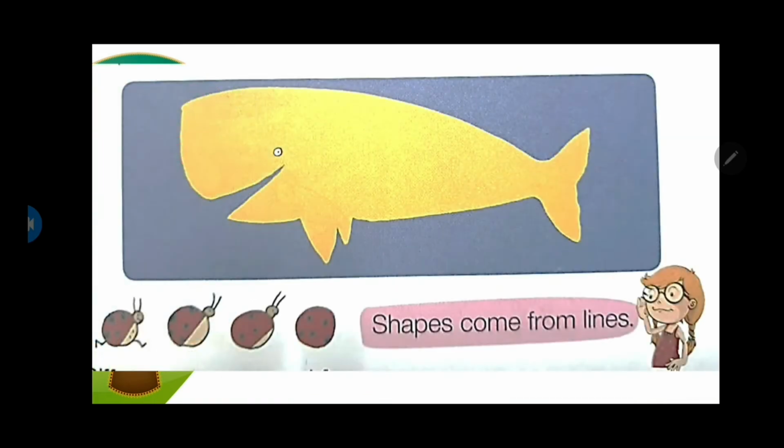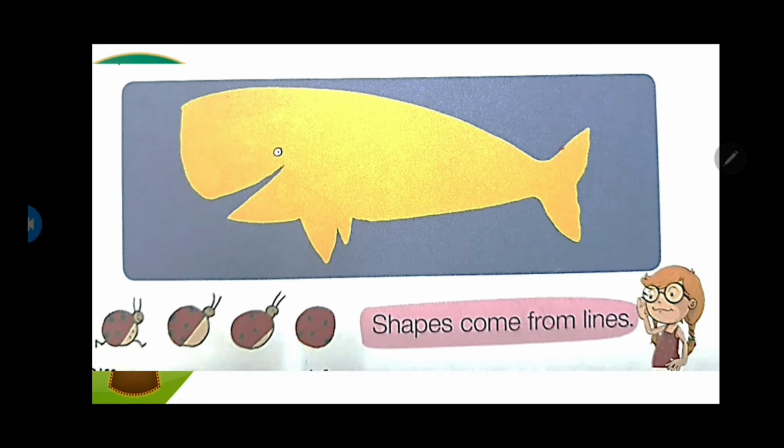Can you see the animal on the screen? What animal is this? Do you know? Yes, it's a whale, a big whale. Can you see lines? Yes, there are lines, and these lines help us to make the shape or the form of a whale.